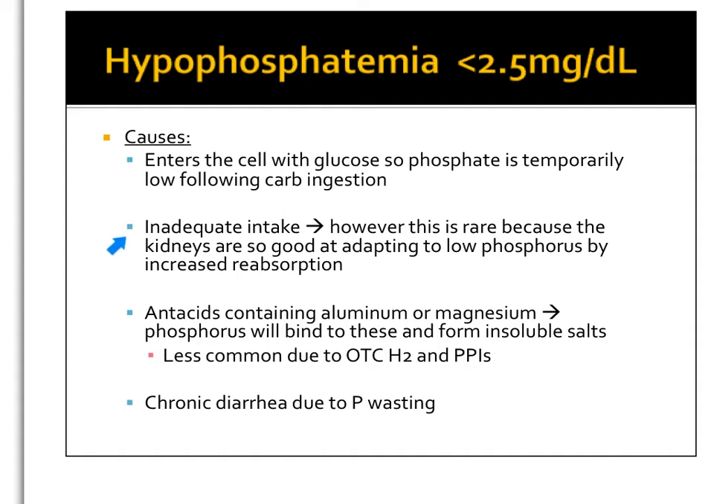It could also be from inadequate intake. However, this is rare because this electrolyte is so readily available in the foods that we eat, and your kidney is so good at reabsorbing this as it goes through the renal system that it's not as likely. You can also see it with antacids containing aluminum or magnesium. However, now that people are using more and more H2 blockers and PPIs, it's not real common as a cause for hypophos levels. Chronic diarrhea, you can certainly get rid of phosphorus that way. So that would be just another cause.